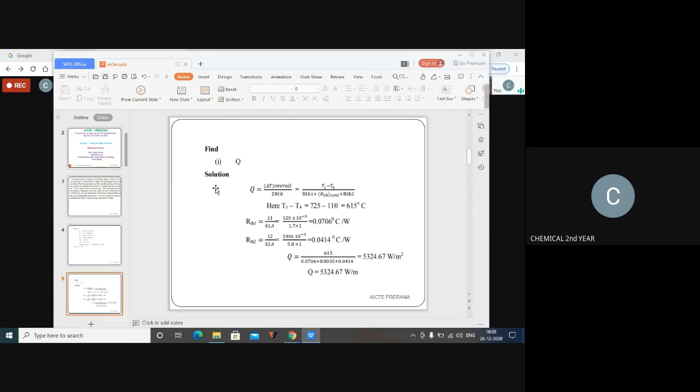Now you know all the values, so substitute in the main equation and you will get the answer for Q as 5324.67 watt per meter square. This is the answer found by substituting all the values for Q.